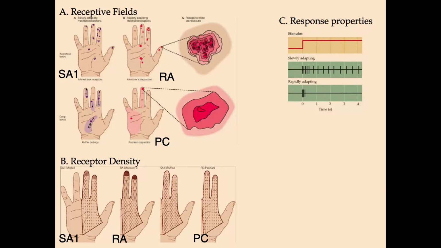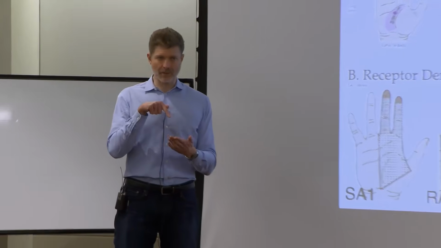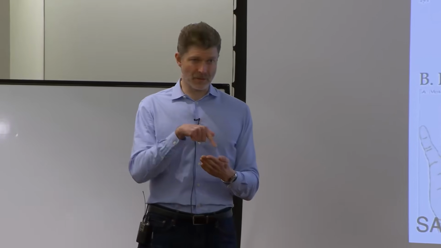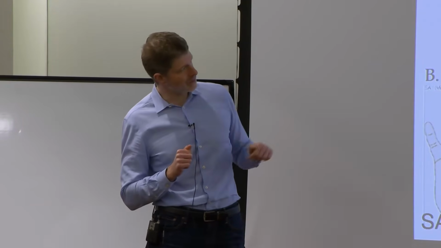All right, so the adaptation that we were talking about, which also differentiates these receptors, is shown in the top right, panel C. There's a stimulus. That red line indicates pressure that's being exerted on the skin. So you have a little rod, and it gives you a poke. It presses into the skin. That's when the red line goes up.